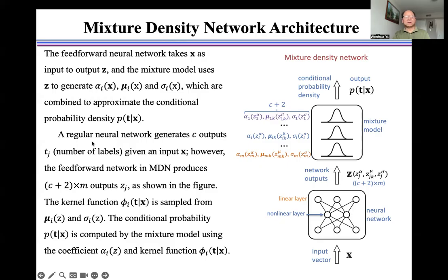A regular neural network generates C outputs Tj, the number of labels, given input X. However, the feed-forward neural network in MDN produces C plus 2 by M outputs Zj as shown here. The kernel function phi I is sampled from mu I and sigma I. The conditional probability P is computed by the mixture model using the coefficient alpha I and the kernel function phi I.